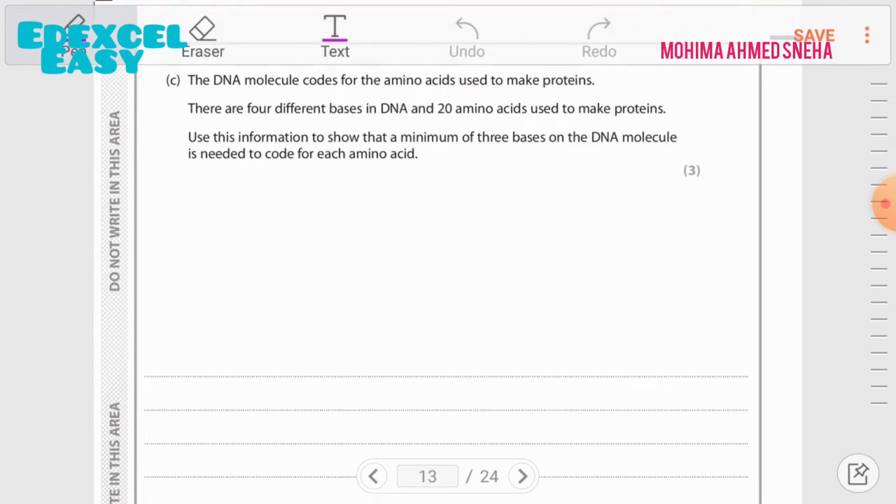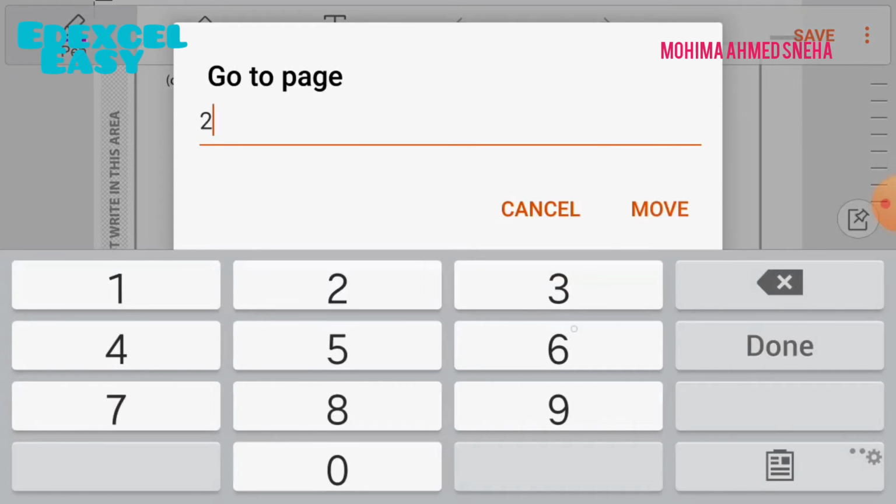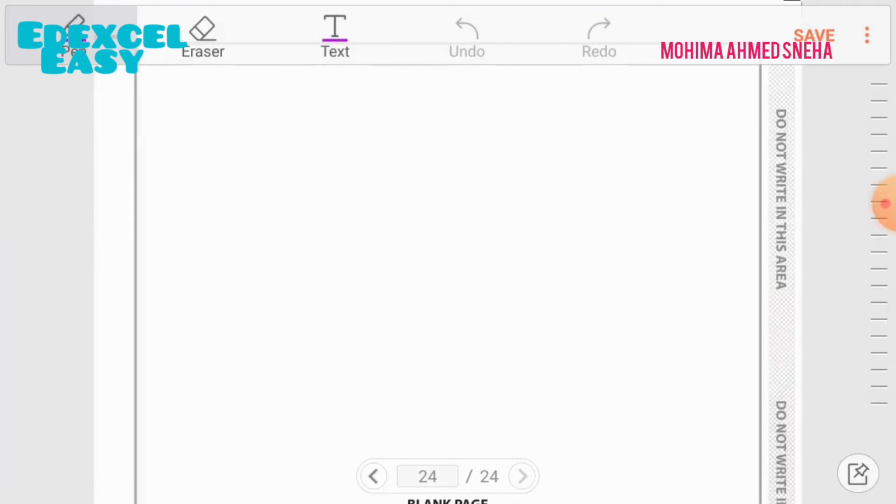The DNA molecule codes for amino acids used to make proteins. There are 4 different bases in DNA and 20 amino acids used to make proteins. Use this information to show that a minimum of 3 bases in the DNA molecule is required to code for an amino acid. So I need to explain it to you. So I'm gonna explain this on a blank page.